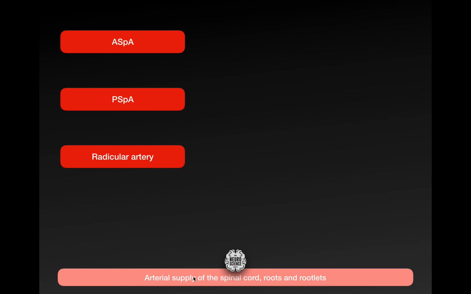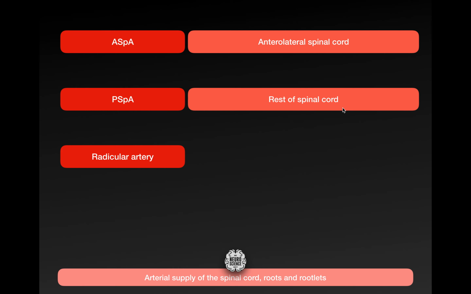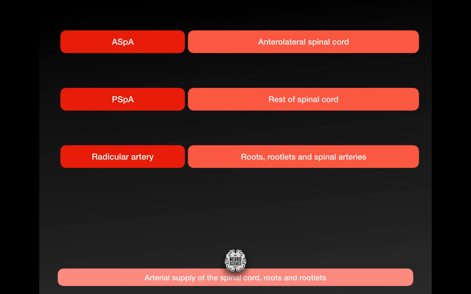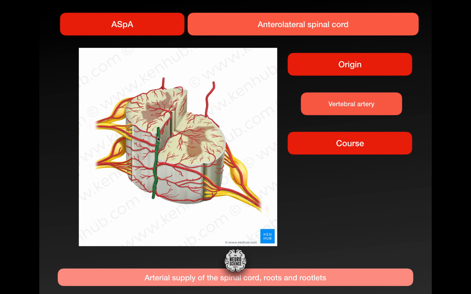So the arterial supply of the spinal cord, roots and rootlets. The anterior spinal artery goes to the anterolateral spinal cord. The posterior spinal grabs the rest of it, but there's also the radicular artery, which goes to the roots and rootlets, and also supplies these giant spinal arteries. So here's our spinal cord, here's anterior, here's posterior. We have our two posterior spinal arteries, we have radicular branches coming in here, and then we have the anterior spinal artery and the anterior median fissure.